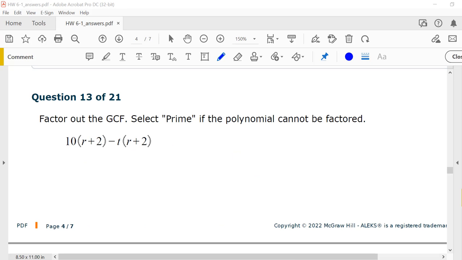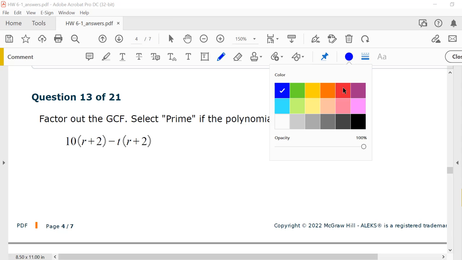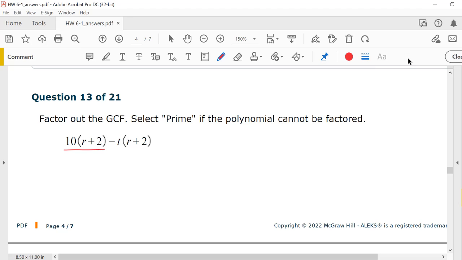For number 13, factor out the GCF. Select prime if the polynomial cannot be factored. I want to call attention to the fact that we have 2 things that we are subtracting. That term minus this term. In both terms, I see an r plus 2. I'm going to factor out r plus 2 from both terms.